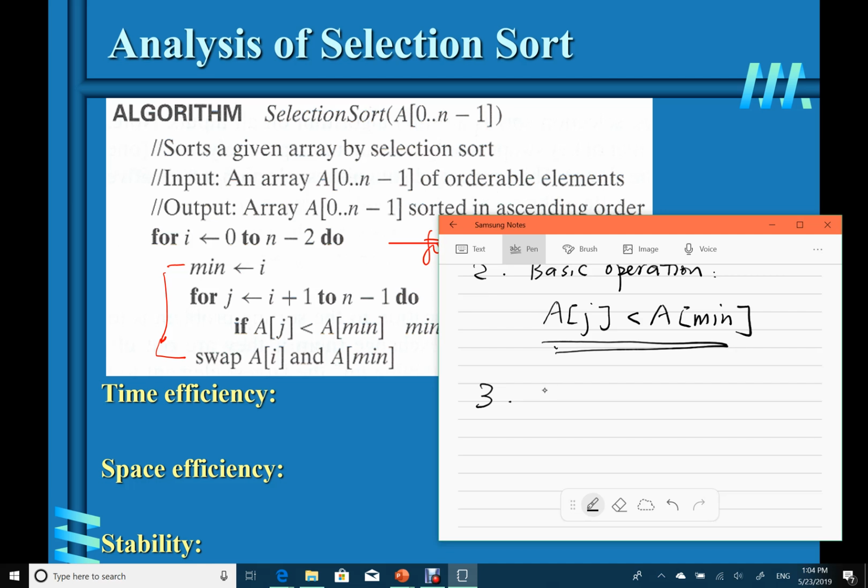Then after that, we count the frequency of the basic statement being invoked, right?